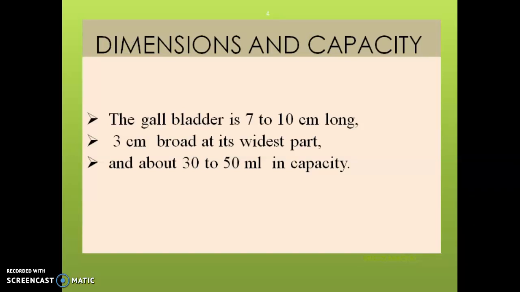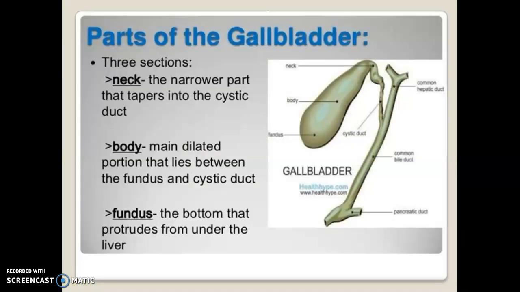The gallbladder is around 7 to 10 centimeters in length, 3 centimeters in width, and about 30 to 50 ml in capacity. The gallbladder has three sections: the fundus portion, this one; the body, the main part; and the constricted part, that is the neck.